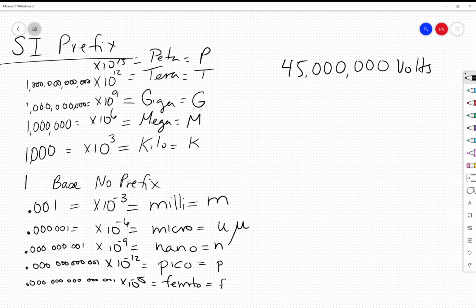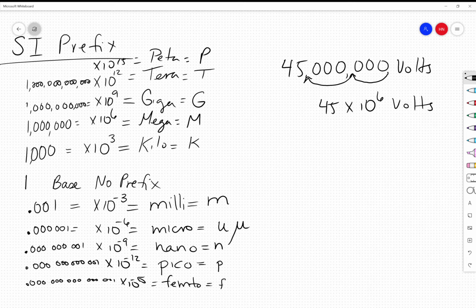Well, you can see here that you first have to do it in engineering notation. So you move the decimal in groups of 3. 1, 2, 3, that number is not between 1 and 1,000. 4, 5, 6, that number is between 1 and 1,000. So that's 45 times 10 to the 6th power volts.